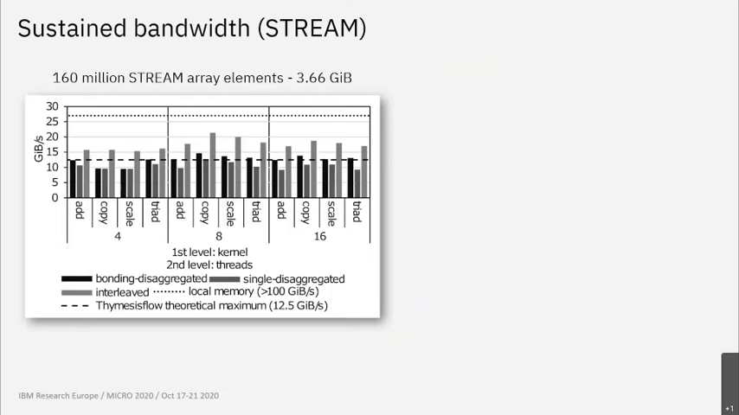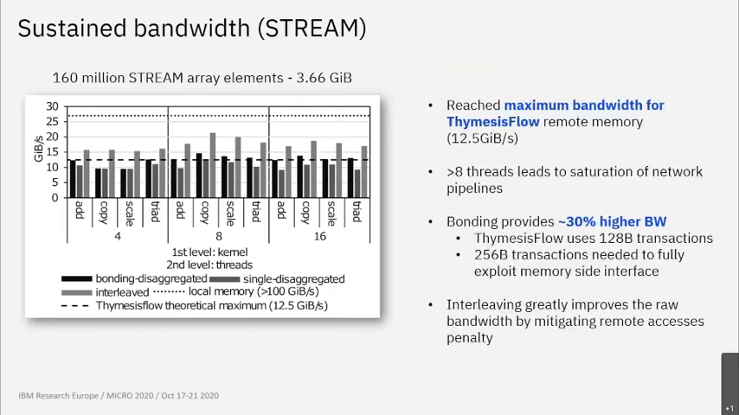kernels. So the main thing to be noted is that in the single disaggregated case, for 8 threads, we reach the maximum ThymesisFlow bandwidth. So we can reach the maximum bandwidth of 100 gigabits per second on one link. And we notice also that going beyond 8 threads, the bandwidth reduces. This is because we are saturating the network pipelines in our design that were already working at the maximum speed.